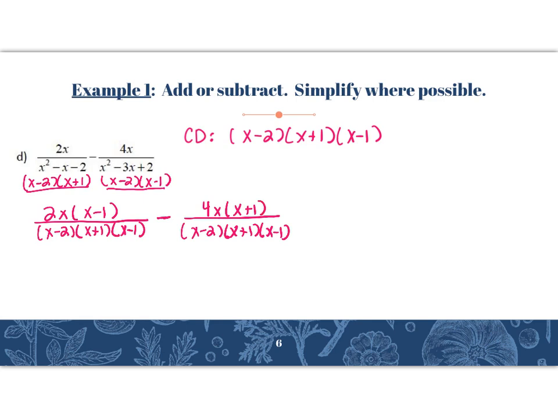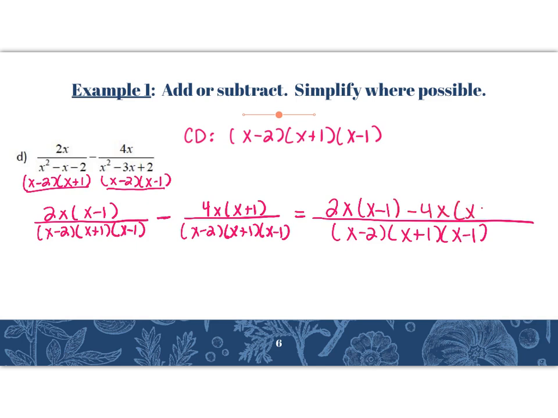Fantastic. So now I'm going to go ahead and rewrite this as one fraction. My common denominator is x minus 2, x plus 1, x minus 1. And then on top, I've got 2x times x minus 1 minus 4x times x plus 1. And now let's do what's in the numerator.